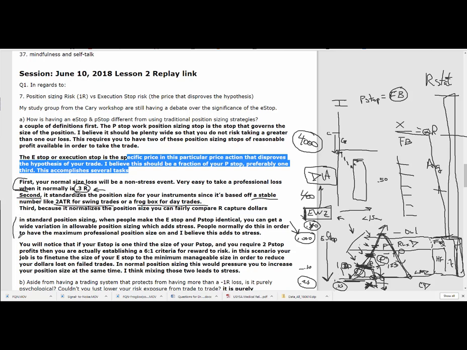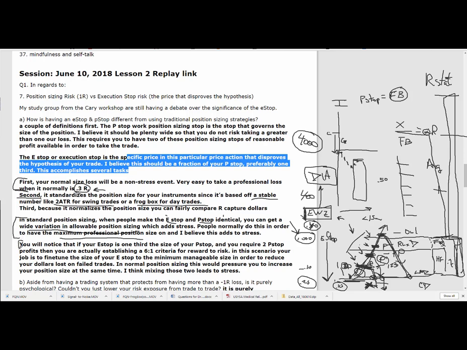Now, that's what I mean by this paragraph. In standard position sizing, when you make the E stop and the P stop the same price, you can get a very wide variation in the allowable position sizing, which adds stress. And I think people do that either because they don't realize it, or they're trying to get the maximum position size because they actually believe each and every trade they pick is going to be the one that wins. That they think because they picked it, it has a higher probability of success. I think that's crazy. For me, it's crazy. It may be different for you.